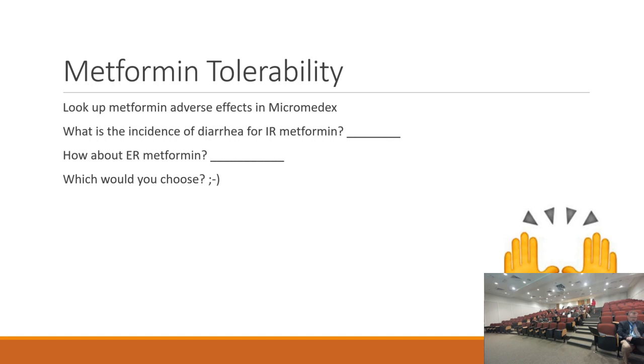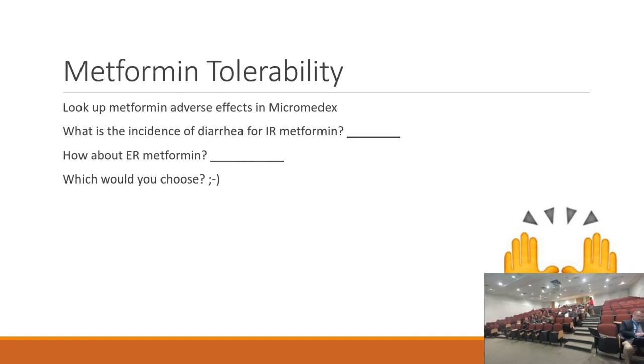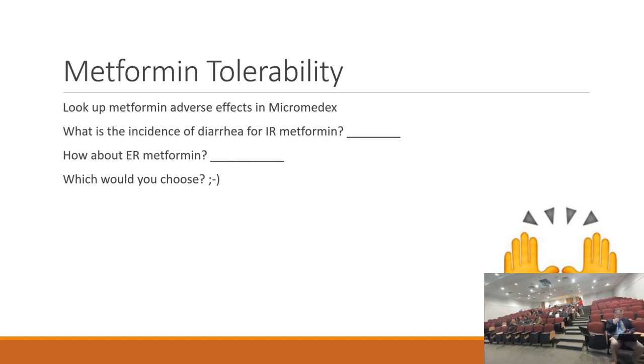All right, and 53% here. So if you made it to Micromedex and you went to adverse effects, what do you see for the incidence of diarrhea with IR? 53. Exactly what French said. 53%. How about with ER? 10 to 13. 10 to 13. So if you were started on that formulation, what would you prefer? ER.